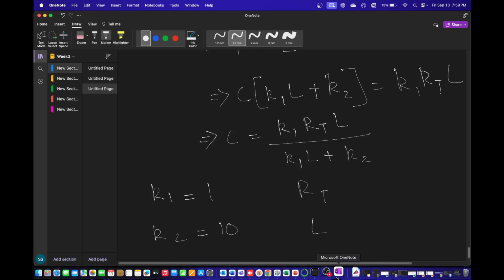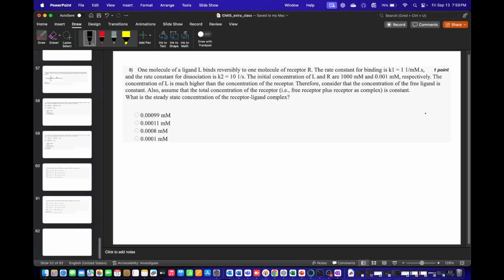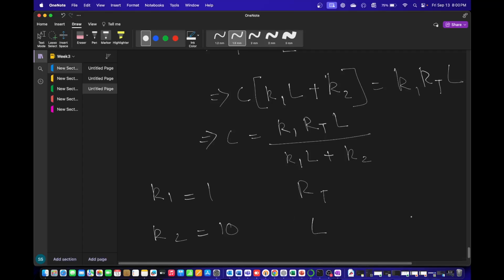Now RT, I think that means per millimole and per second. 1 per millimolar. The units are given like this. Okay, it's a little bit confusing. So L is given as 1000, and the total concentration of R is given as 0.001. RT equal to 0.001 and L is given as 1000.